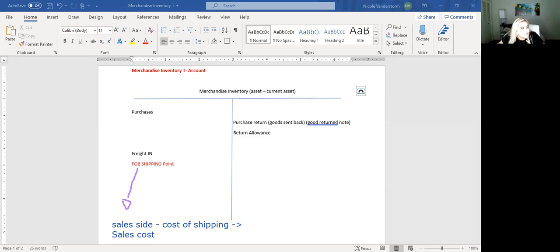Okay, so the place that you would put costs to actually deliver the goods to your customer will actually belong right here. Looks like I'm not sharing the right screen, so let me share the right screen.